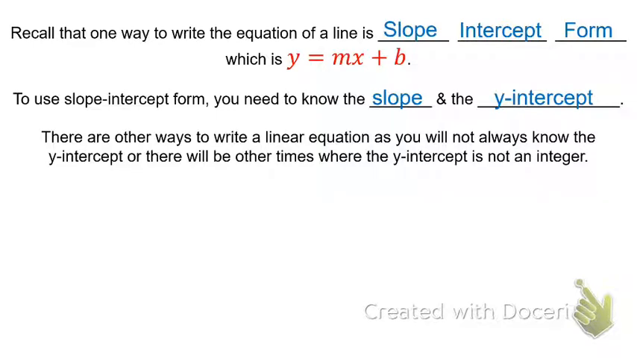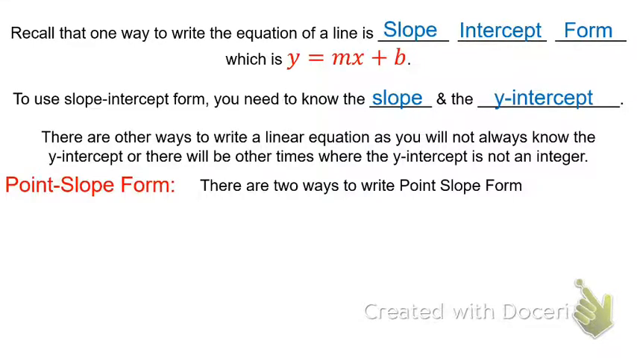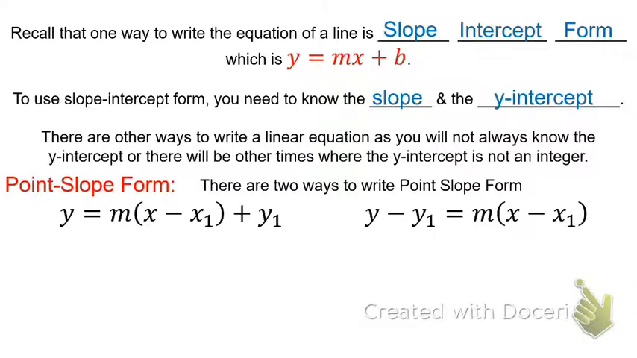Now, you're not always going to know the y-intercept, or other times the y-intercept may not be a nice easy integer, in which case you're going to want another form. This other form is called point-slope form. It's another way to write the equation for linear functions. In point-slope form, it can actually look one of two ways. Either y equals m times the quantity x minus x1 plus y1, or sometimes it's written as y minus y1 equals m times the quantity x minus x1.